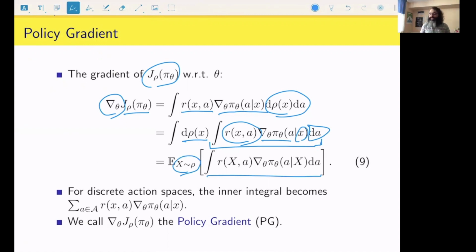It would be very similar if we have a discrete action space. So integration becomes just summation. This quantity, the gradient of J of rho with respect to the parameters of the policy, is called the policy gradient. And this is basically what we want to estimate now.